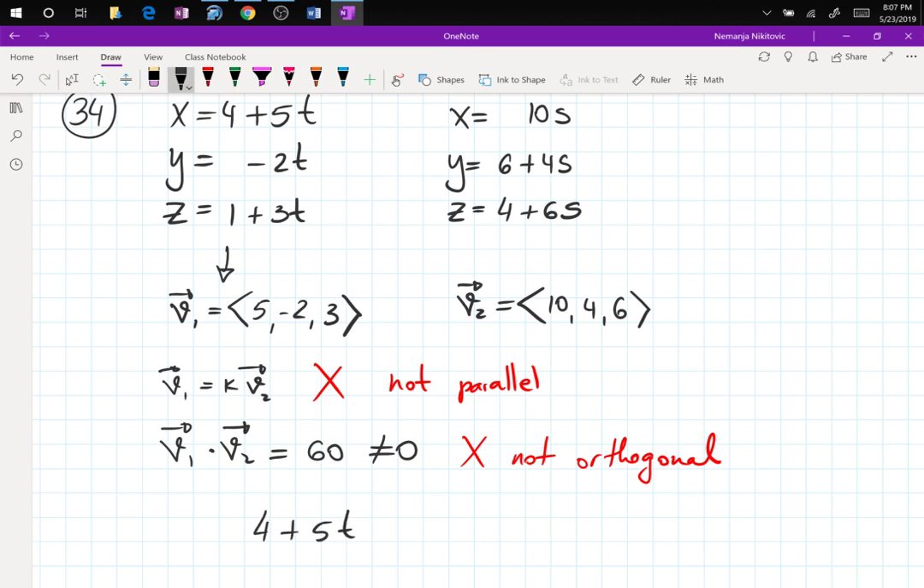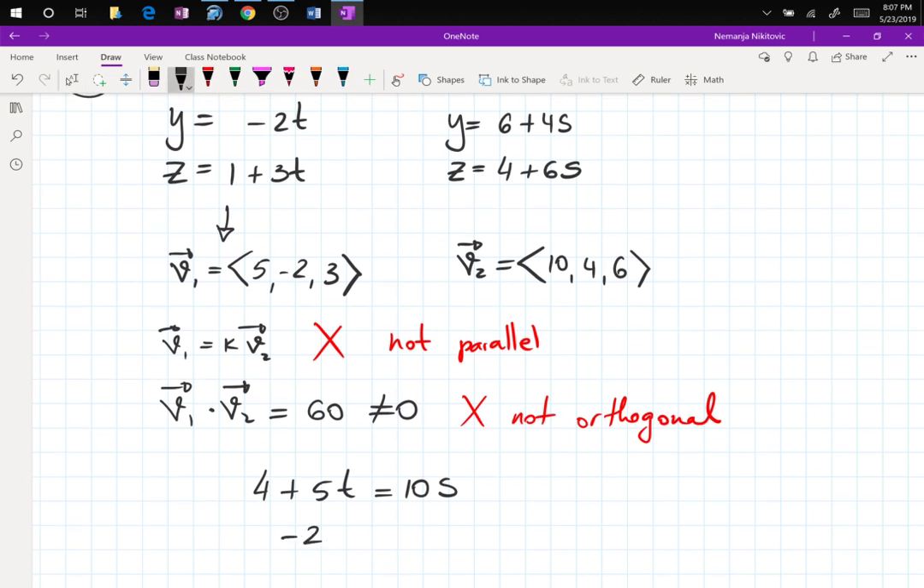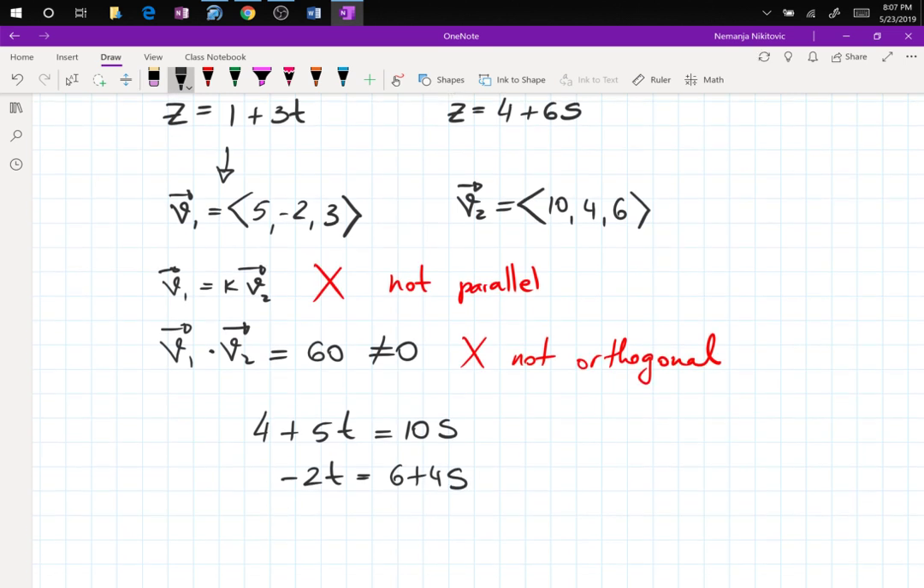4 plus 5t is equal to 10s. Negative 2t is equal to 6 plus 4s. And 1 plus 3t is equal to 4 plus 6s. So this is our system. Now you are going to use two equations to come up with a t and s, and that t and s will either work or not work in the third equation. So that's when the deal gets broken.